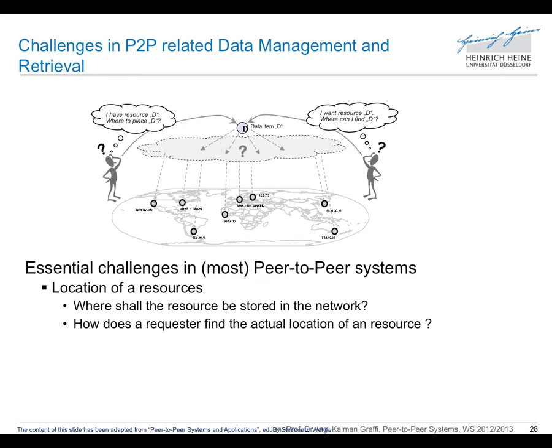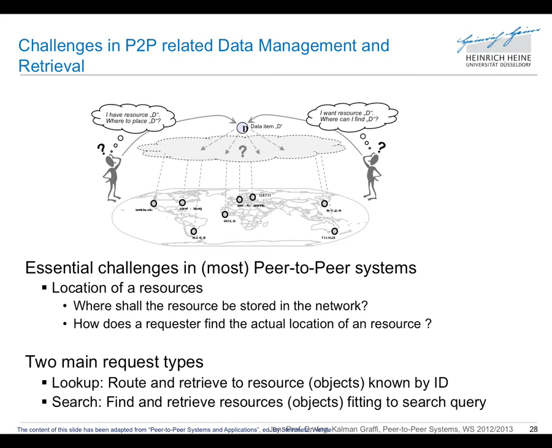data-centric overlays, where the question is, okay, when I want to store some content in the network, on the left one, where should I place it in the network? And on the right one, if I want to download some content, where do I find it in the network? And there are two main types of requests. The one is lookups. That means that you know the ID of the object that you're looking for. It's like a URL, or a number that clearly identifies the object. And then you say, okay, I have this object with this ID, so I want to find the exact place for it, where to store it.